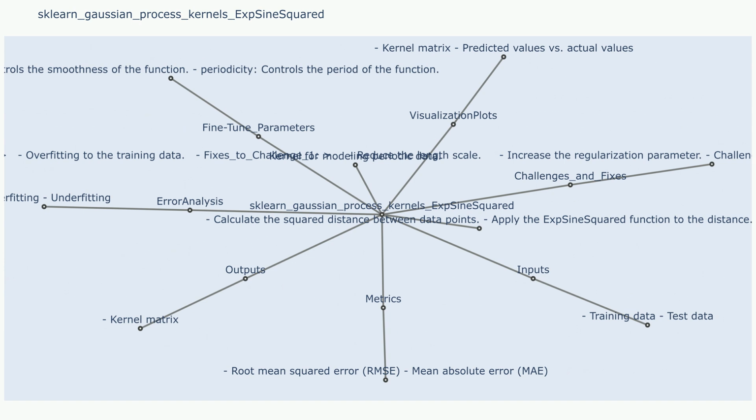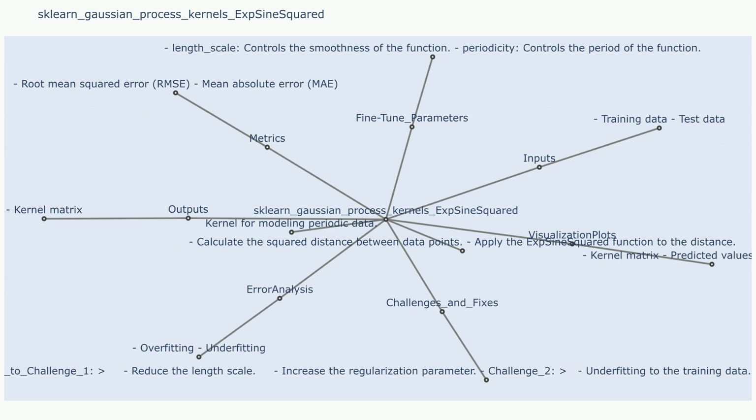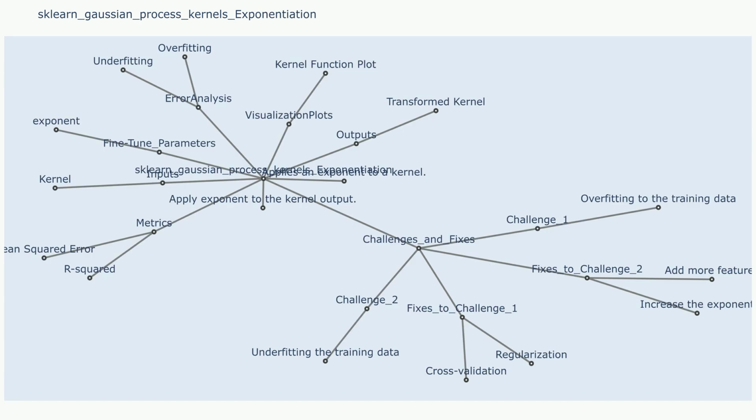Challenge 2: choosing the appropriate period. Sample use case that resulted in challenge 2: if the period of the sine function is not correctly chosen, the model may not capture the periodicity in the data. Fixes to challenge 2: perform a Fourier analysis of the data to estimate the dominant frequency and use that as the period. Explore different values of the period and select the one that leads to the best model performance. sklearn Gaussian process kernels: Exponentiation.